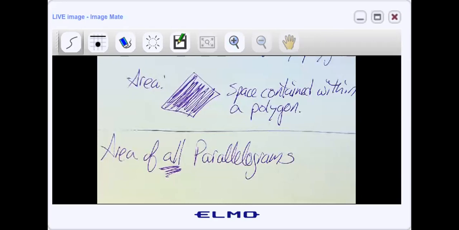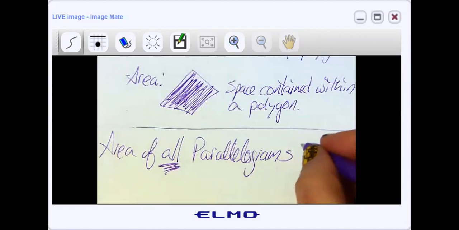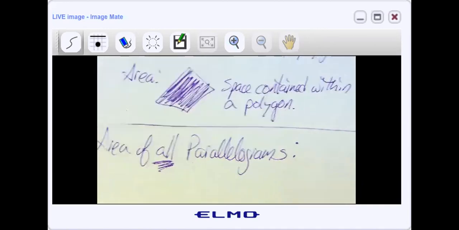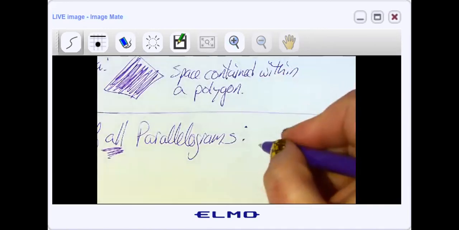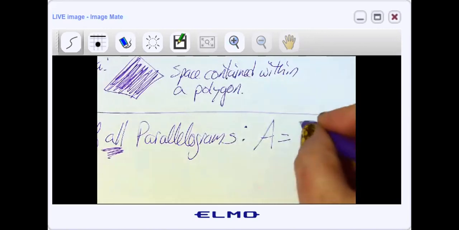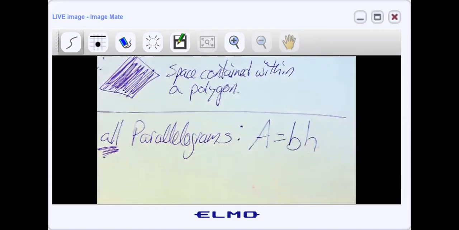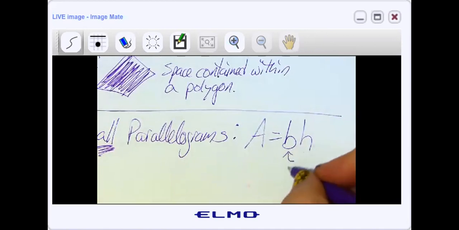Now, there is something important that you need to know about it. So first, let's jot it down. And then I'll talk to you about it, because it does matter who's the base and who's the height. Okay, base times height. So if you don't know, that's the base, that's the height, obviously. I know this is old news, but just in case.